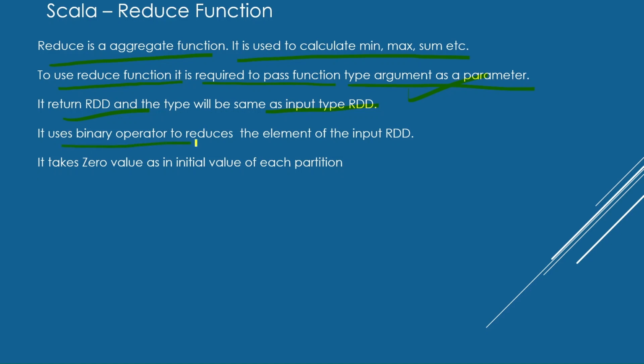It uses binary operators to reduce the elements of the input RDD. Whenever we do any kind of aggregation, it uses a binary operator to reduce. It takes a zero value to initialize the value for each partition. As we know, reduce works on partitions. So whenever we do an aggregation over the partitions with the help of reduce, first it takes a zero value to initialize the aggregation for each partition.